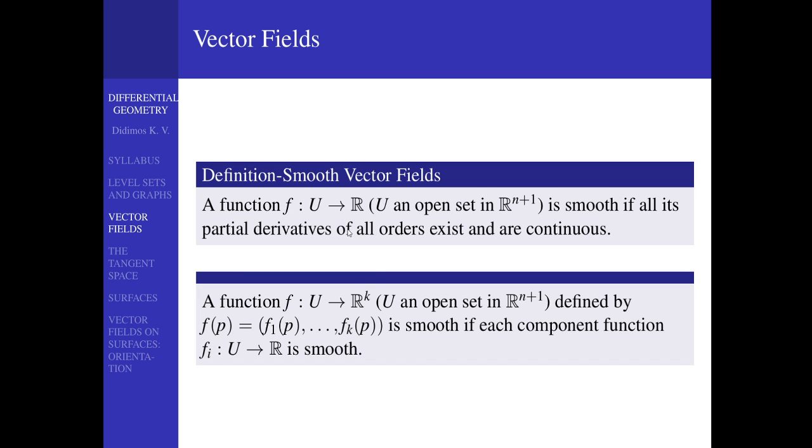The first one is the definition of a smooth function from U to R. Using this idea, we will extend the definition. If we consider any subset U of R^(n+1), we can define a function f from U to R^k, and that is smooth if the components of the function f are smooth. The smoothness of the components will be obtained using the definition given earlier.